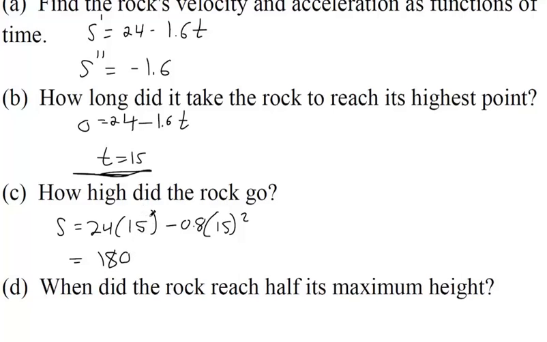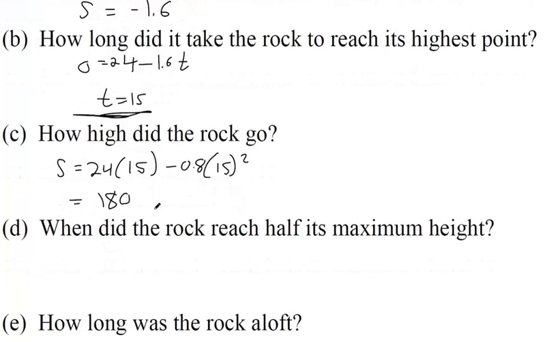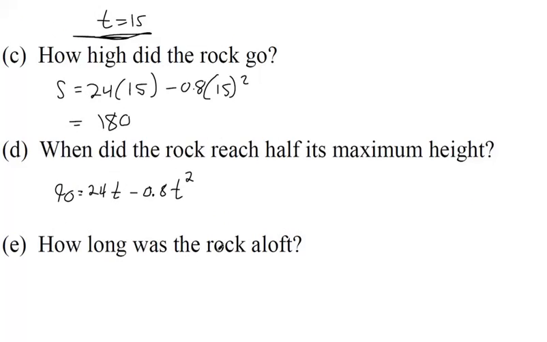When did the rock reach half its maximum height? I don't know why you'd want to know this, but if that's the maximum height, then you want to know when s is equal to 90, right? So plug 90 into the original equation. That's not really a calculus question. Plug 90 into the original equation, and now you have something to solve for t. So I'd set it equal to 0 by subtracting that 90 from both sides. You get something like this, and I'll put it in descending powers. Okay, just set it equal to 0.